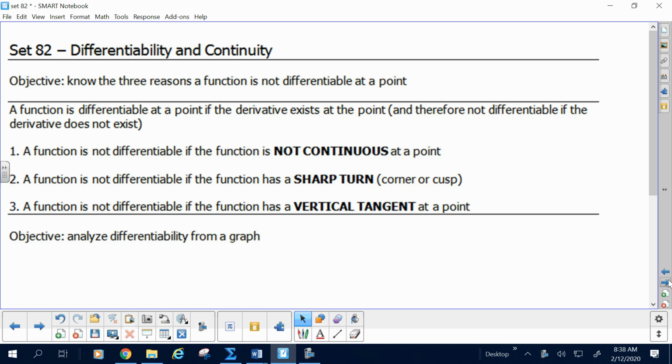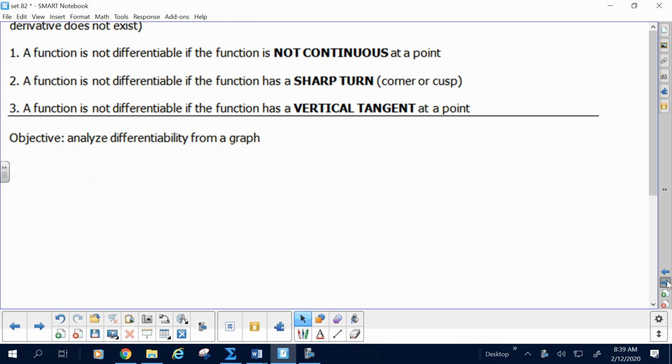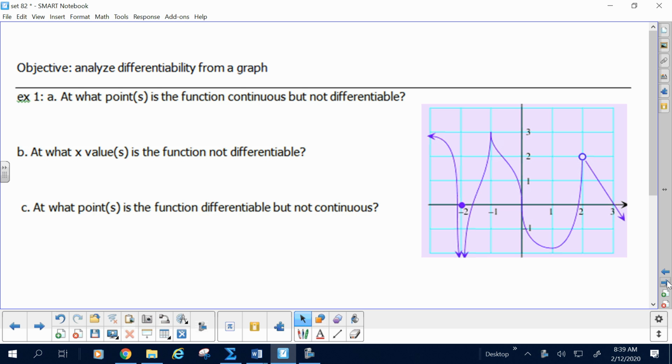You've already learned why a function is not differentiable. Three reasons: they are not continuous, sharp turn, vertical tangents. Vertical tangent is undefined, 0 in the denominator, rise with no run. Now, you should be able to use those in an AP kind of setting.